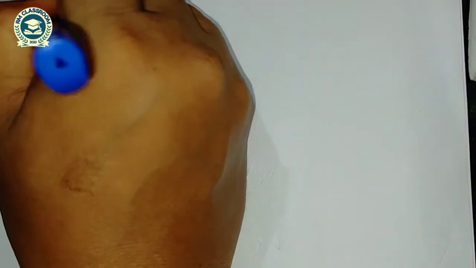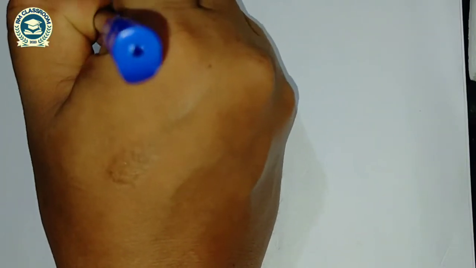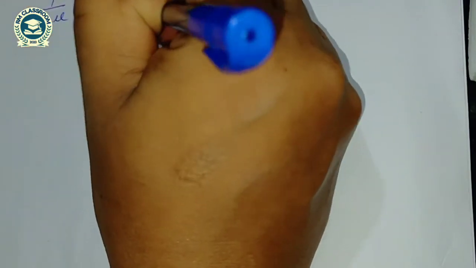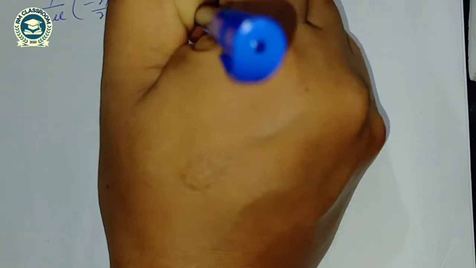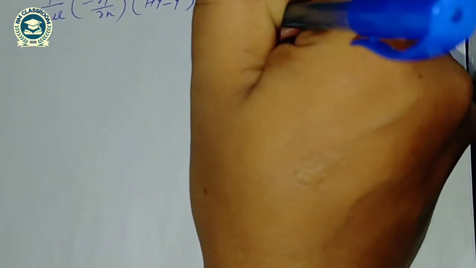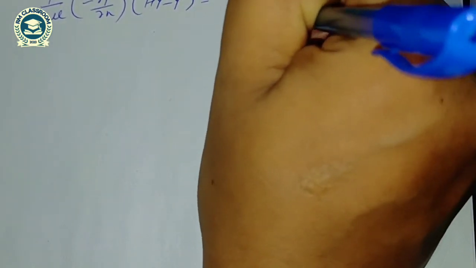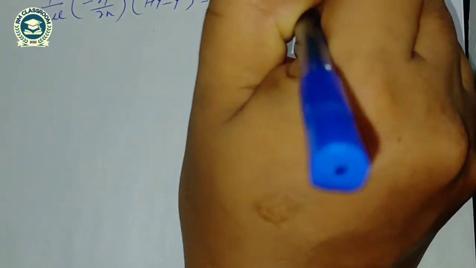So if I proceed with this, 1 by 2 mu minus del P by del X into hy minus y square is equal to 1 by 12 mu minus del P by del X into h square.